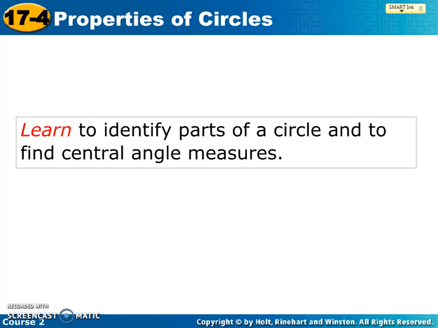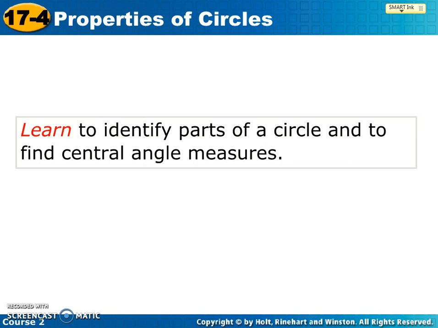Hello, 6th graders. Welcome to 17.4. Today we're going to talk about properties of circles. On your note sheet in front of you, our objective for today is to identify parts of a circle and to find the central angle measures.